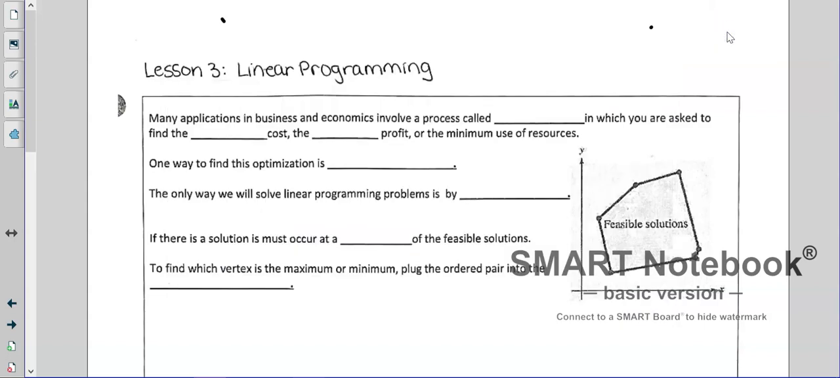All right, now we're going to put it all together. And again, you've seen this all in Algebra 2. So many applications of business economics involve a process called optimization.